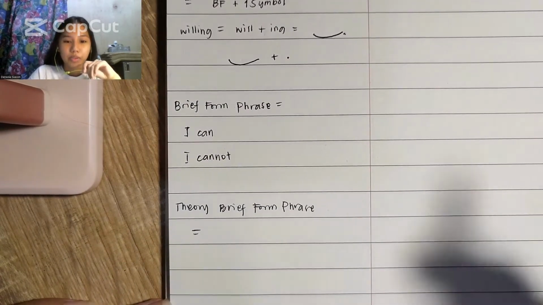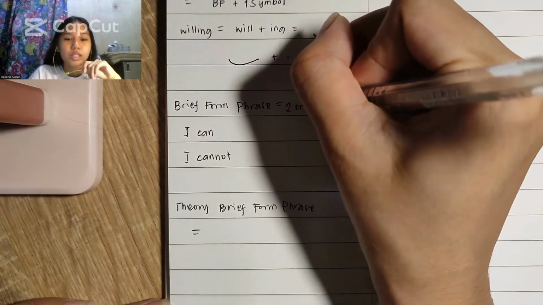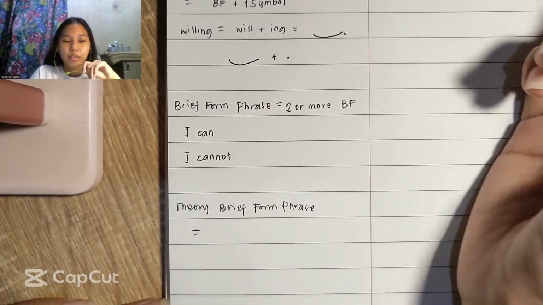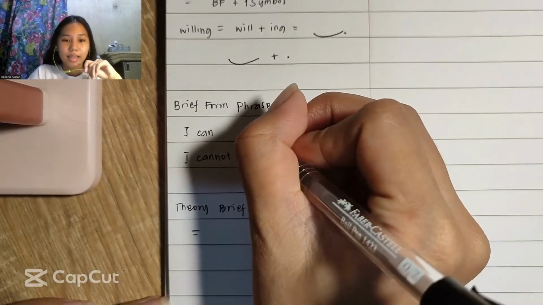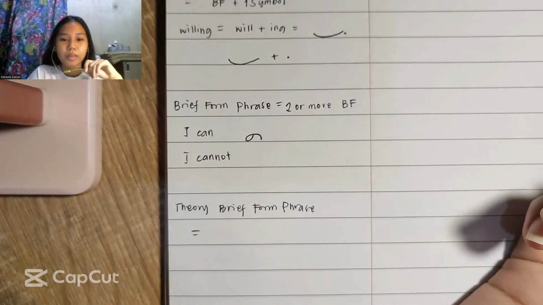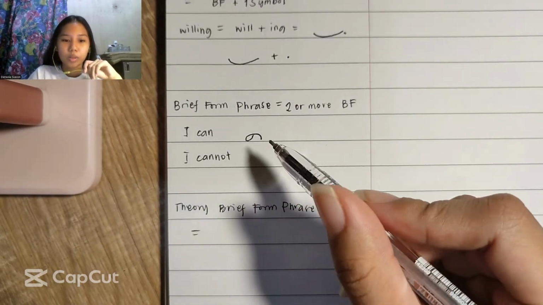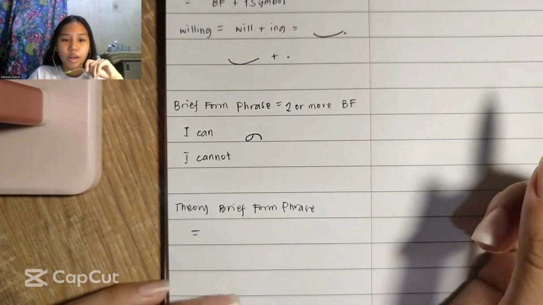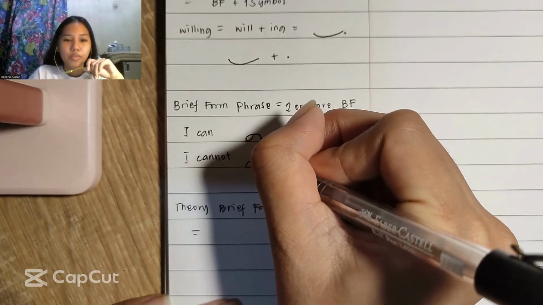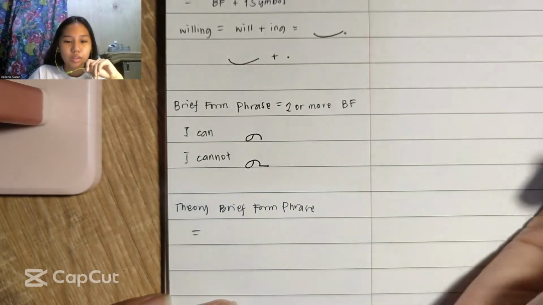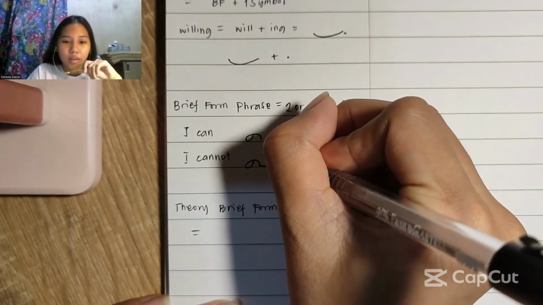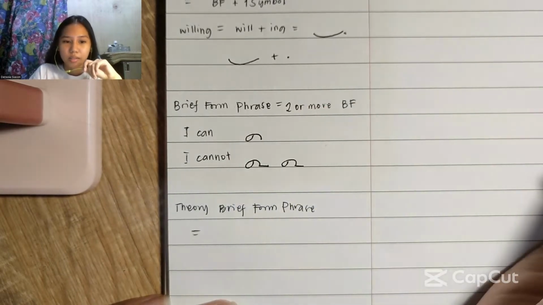The brief form phrase consists of two or more brief forms. For example, the phrases I can and I cannot. The phrase I can is represented by the big circle A and the short forward over curve K. If we add the short forward line N, it then forms the outline for the phrase I cannot.